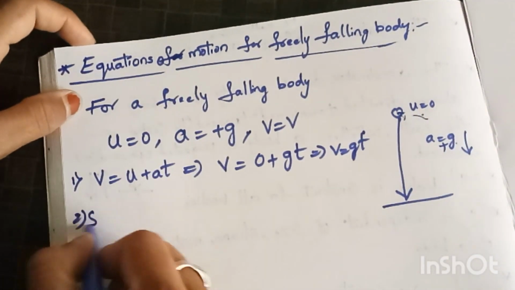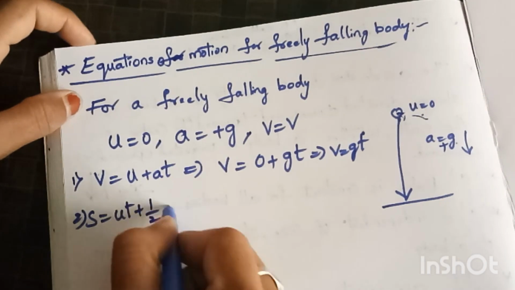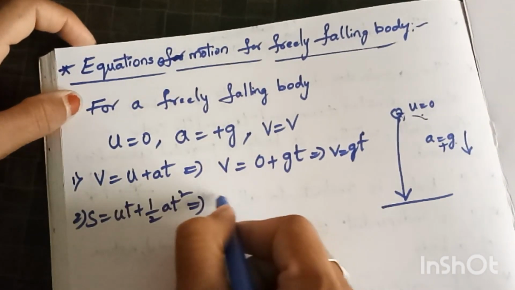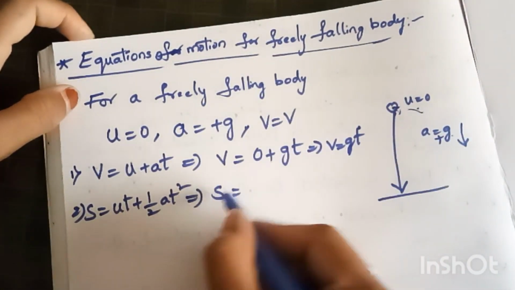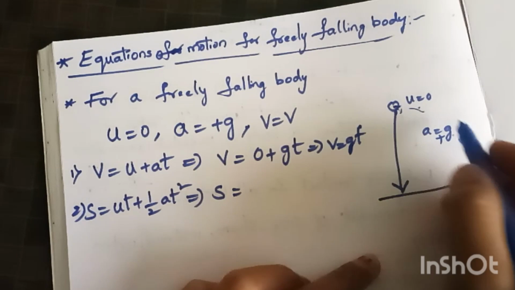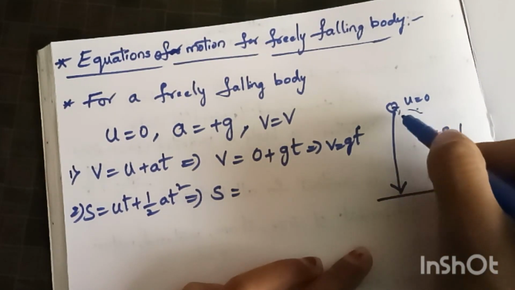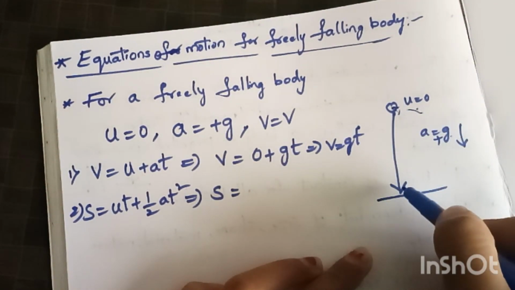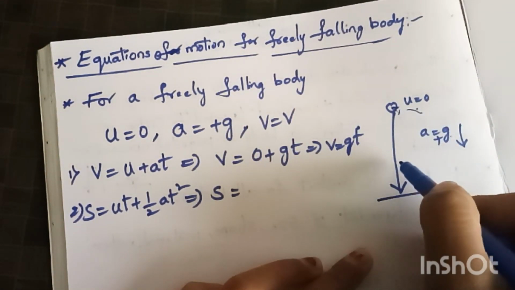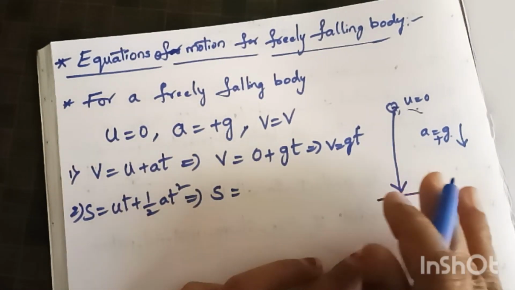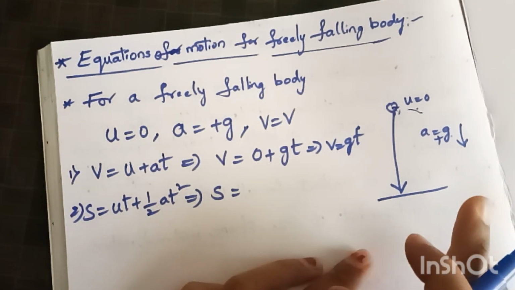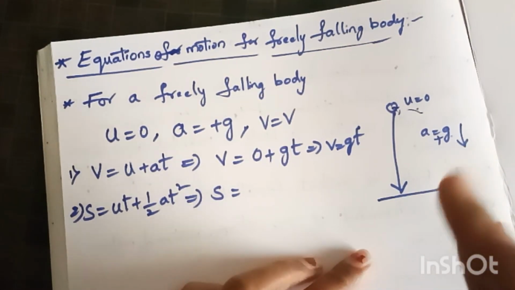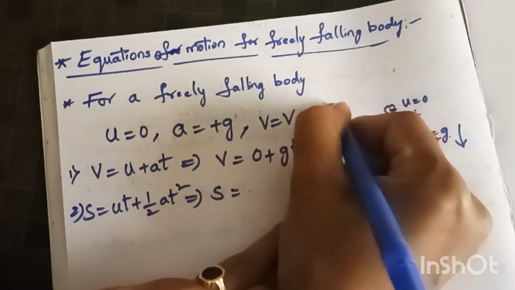And the second one, s equals ut plus half at square. So s is s, and we can take s as h here. How can you take h here? Because this is the distance traveled by a freely falling body. This distance represents the height of the body here. So just remember that the distance traveled by the freely falling body or vertically projected upward body can be taken as height h. So s is taken as h.